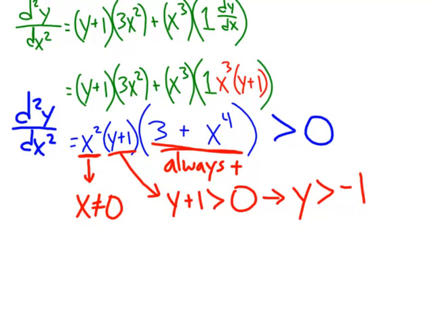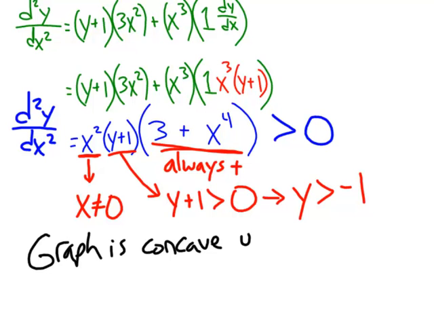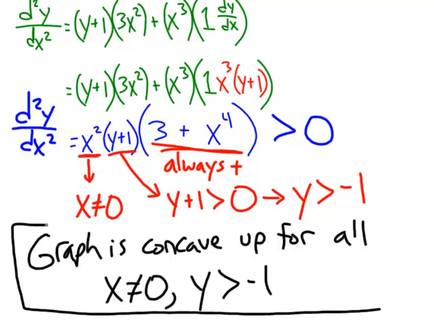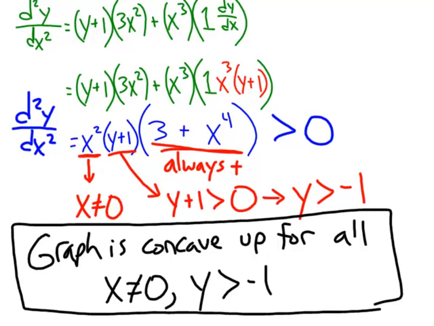So how would I describe all the points on the graph where this graph is going to be concave up? I would say the graph is concave up for all x not equaling 0 and y greater than -1. And I would put a box around that one.